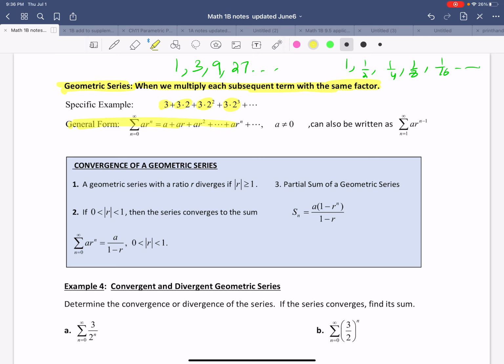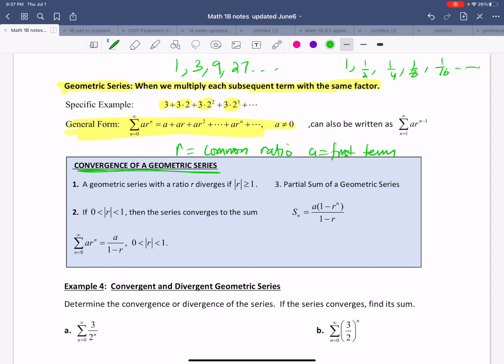General form of geometric series is summation n equals 0 to infinity a r to the power n, where a is your first term and r is the common ratio. So r is the common ratio. That's the number you're multiplying with as you go, and a is the first term. R is common ratio, a is first term. Sometimes it's represented by a1 as well, both are okay.